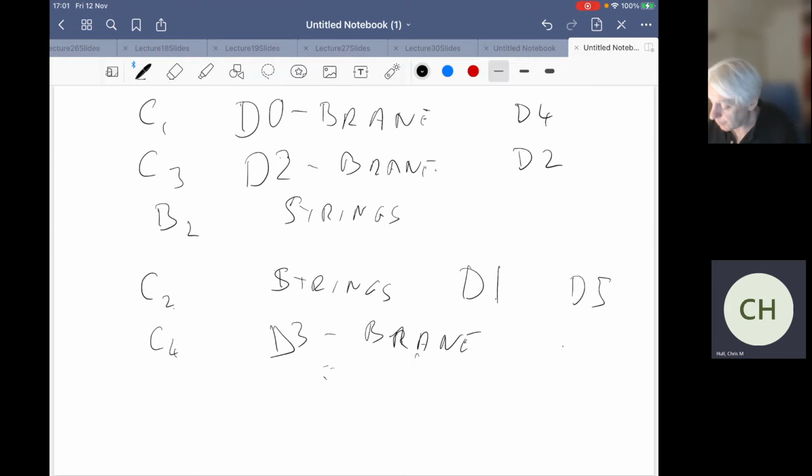So if we think about, for example, a 6 torus, we get the number of states from the D branes. From the D0 brane, we get 1 state. From the D2 brane, it can wrap 2 cycles of the 6 torus. So there are 6 choose 2 ways of doing that, which is 6 times 5 over 2, which is 15. For the D4 brane, there are 6 choose 4, which is 15 again.